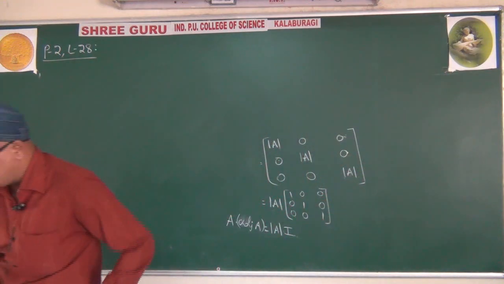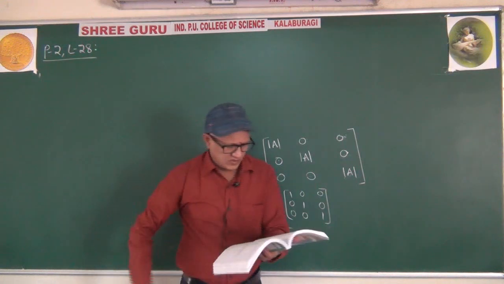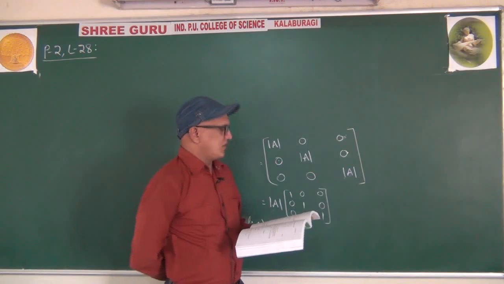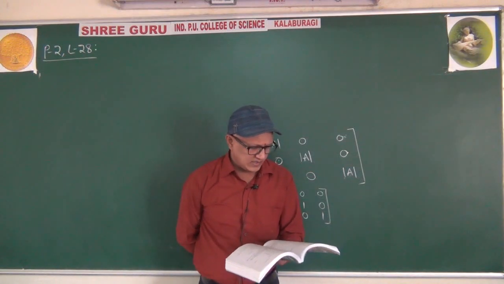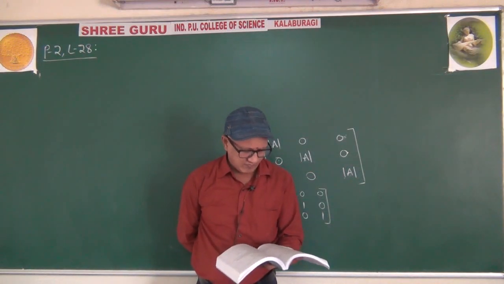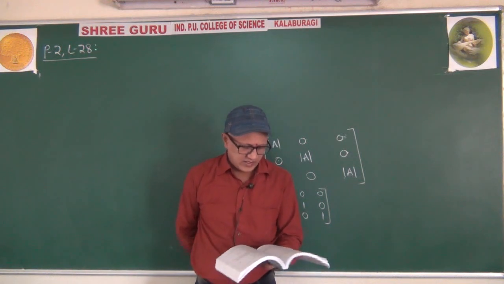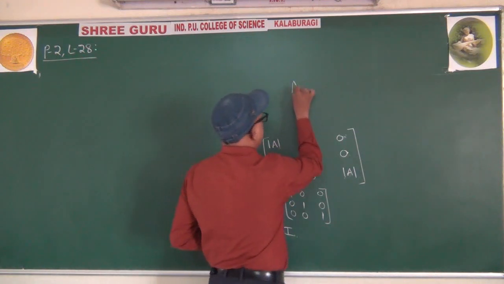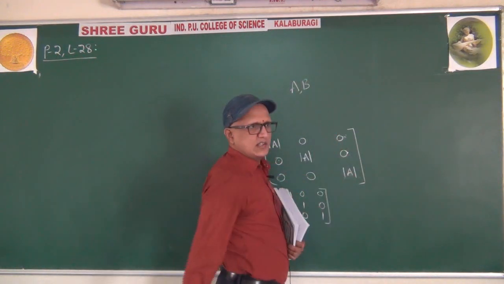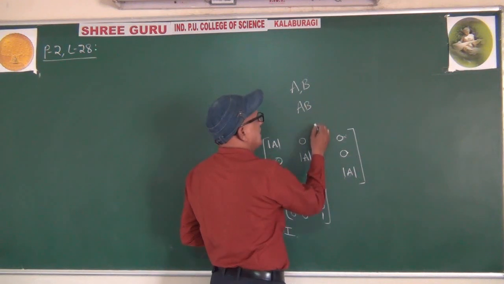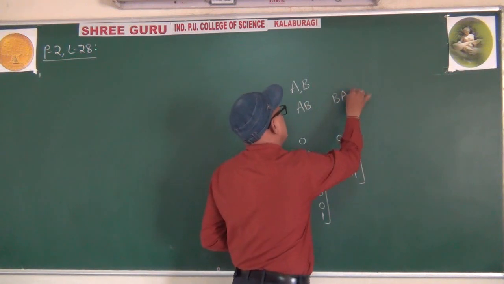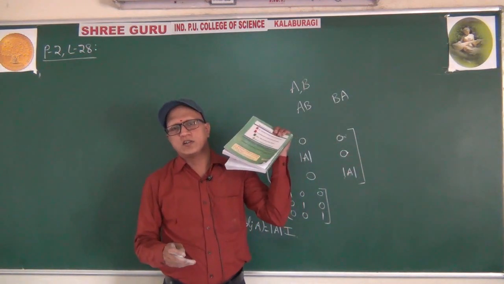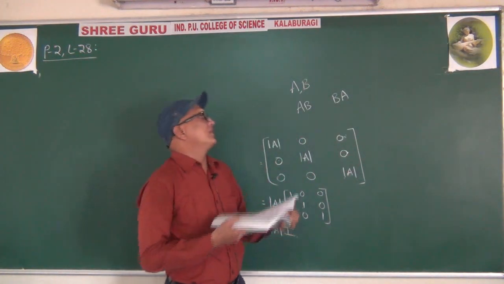Next concept is there, one small theorem, given without proof. If A and B are non-singular matrices of the same order, then AB and BA are also non-singular matrices of the same order. A is non-singular, B is non-singular, then AB is also non-singular, BA is also non-singular. That is one theorem. Proof is not given in the textbook itself, so you don't take any tension. Remember that.